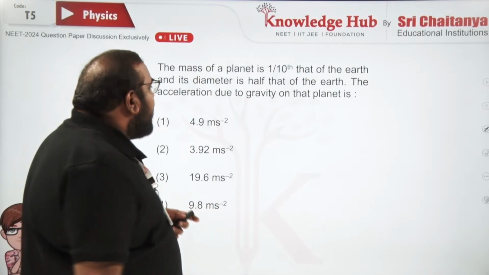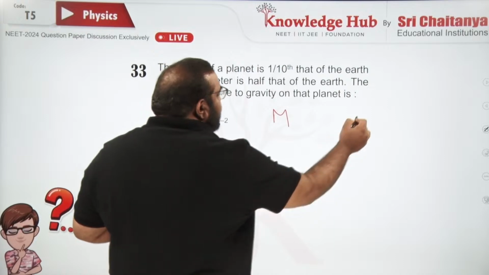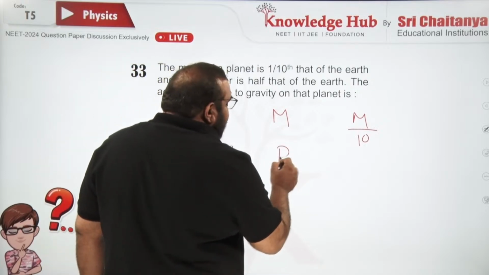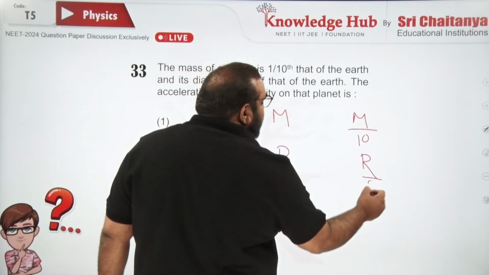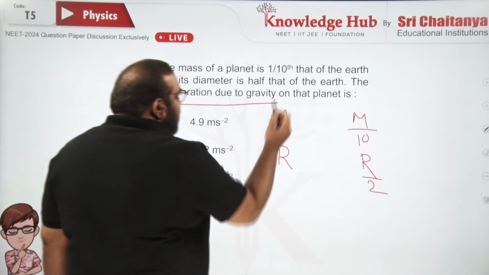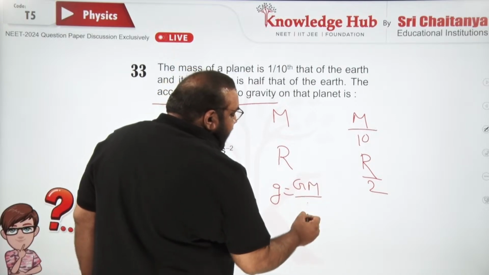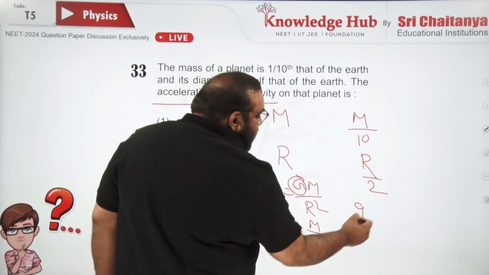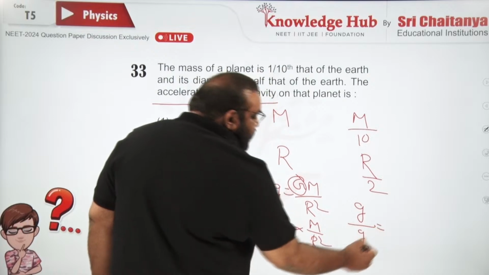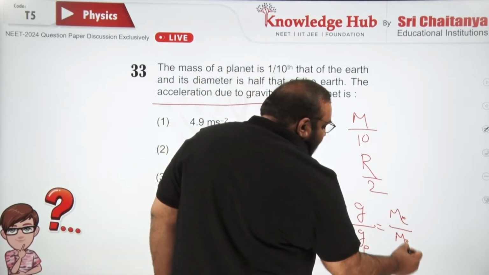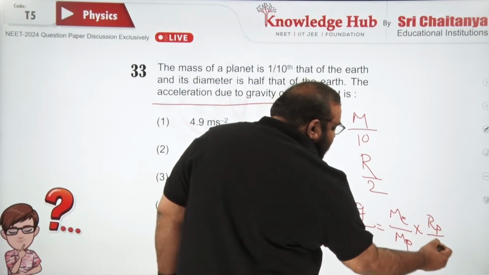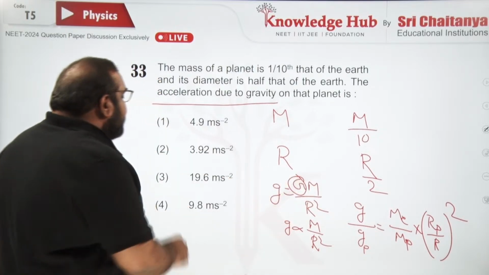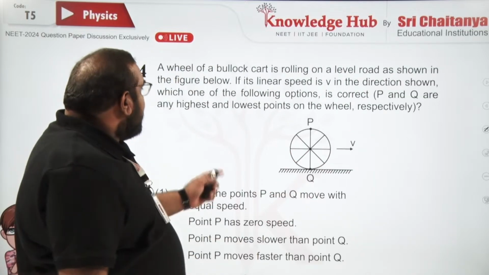Let us go for the 33rd question. The mass of the planet is 1/10 that of the Earth. Let the Earth mass be m, then the planet mass is m by 10, and its diameter is half that of the Earth. So let us compare the radius. Say Earth radius r, then it will be r by 2. What is the formula for the acceleration due to gravity? That is g = GM upon r square. As G is the universal constant, g is proportional to m by r square. By comparing these two, g on Earth to g on the planet is equal to mass of the Earth to mass of the planet into radius of the planet by radius of the Earth whole square. By substituting the values of the planet mass and radius, we will get 3.92 as the g value on the planet.